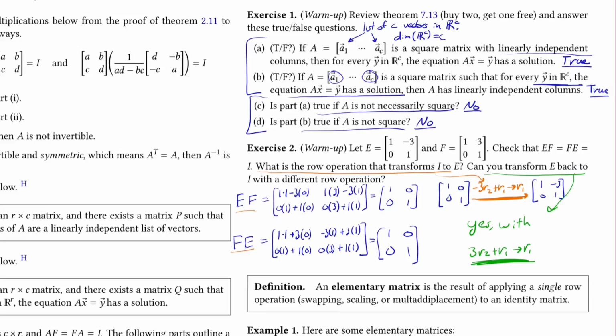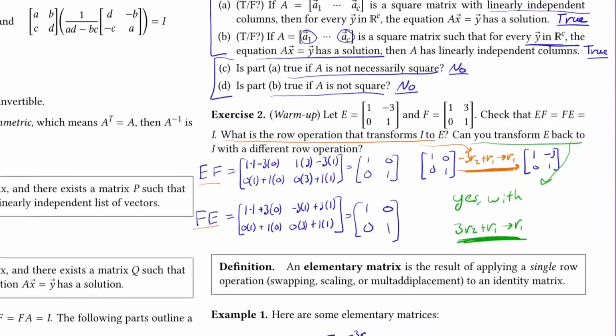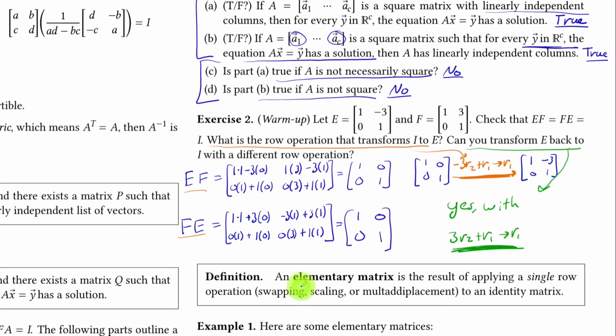Okay, so we will look into a lot more detail in the next video about elementary matrices, which E and F here are examples of.